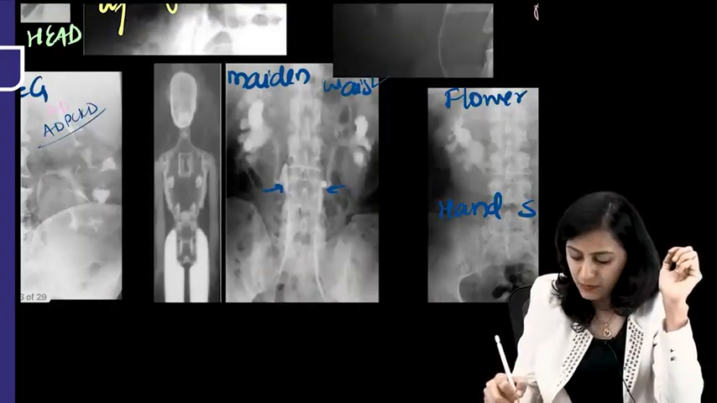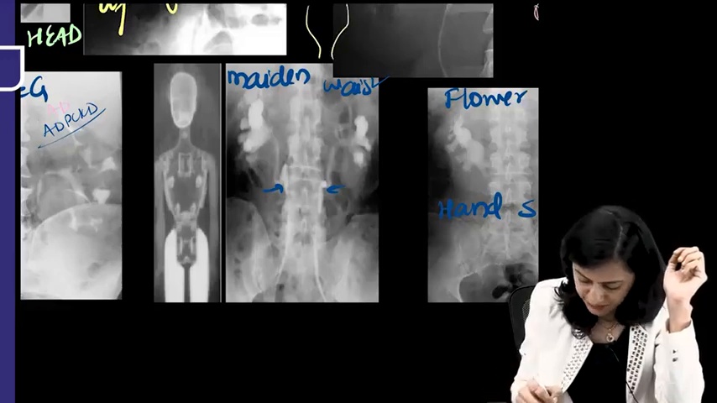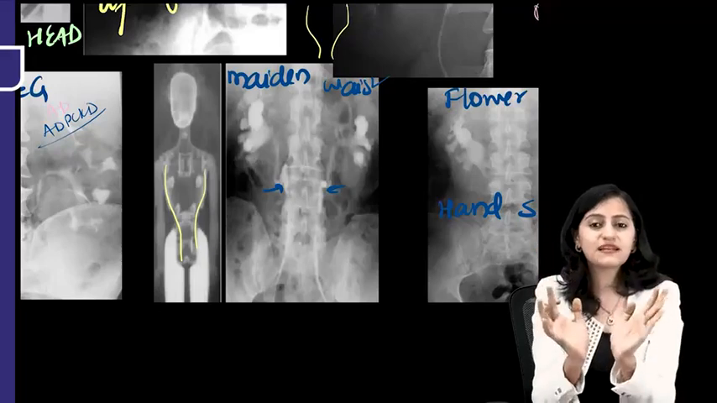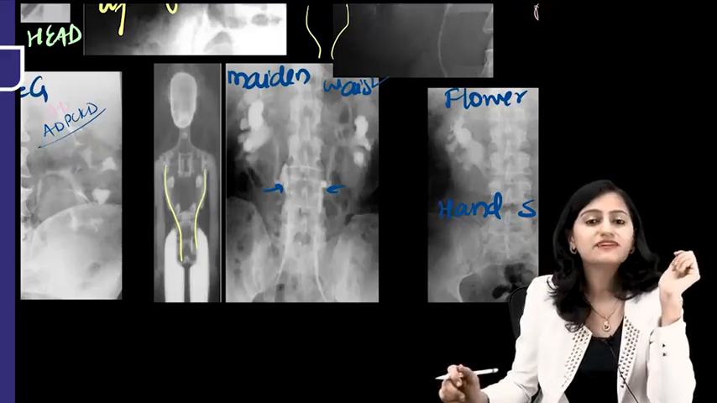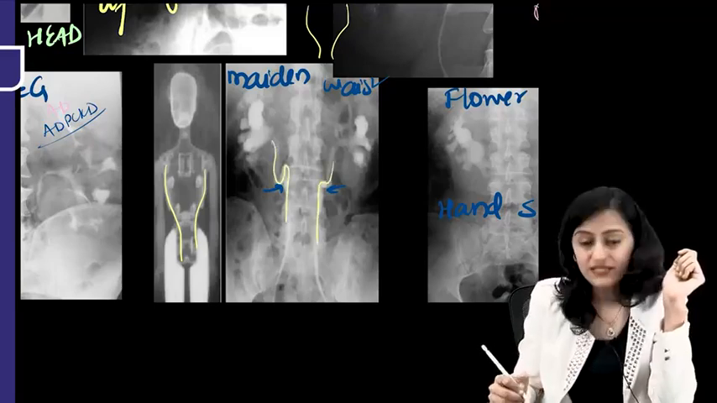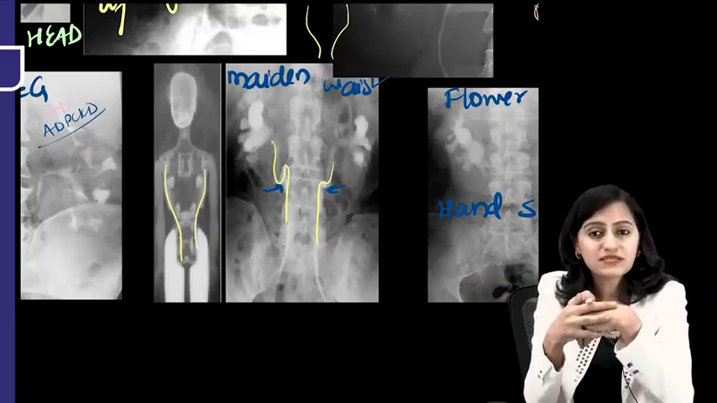Then we have the maiden waist deformity of the ureters. So maiden waist is like this. Okay, the figure coming like this, and then there is this patli kamar like, that is the medial deviation of the ureters, and this medial deviation of the ureters is because of the fibrosis. So the fibrosis pulls the ureters medially.